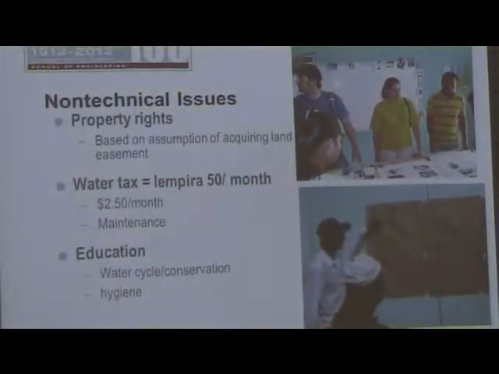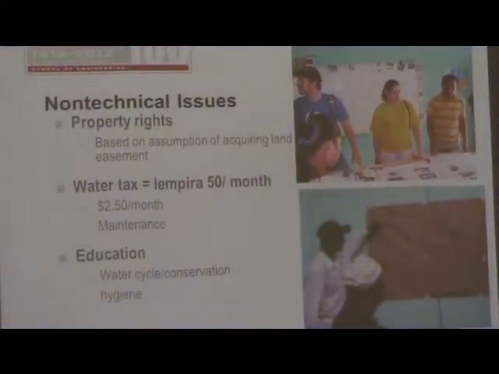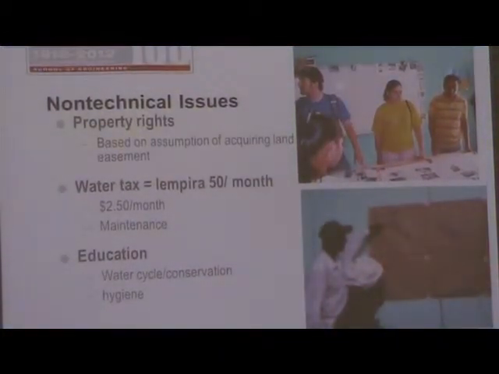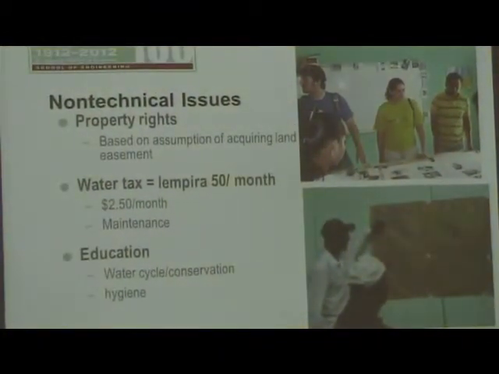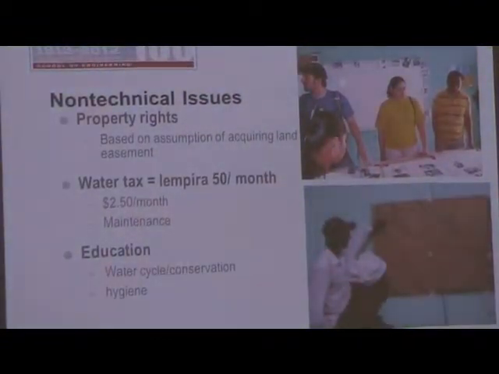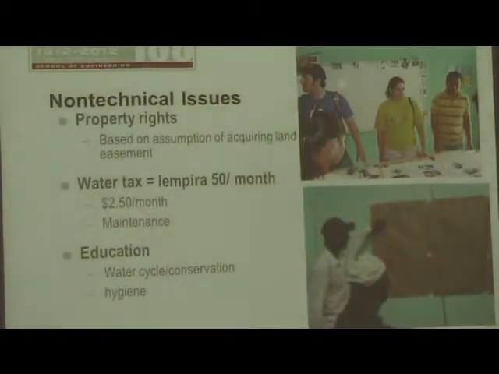someone constantly maintain it. And education is a crucial component to this project, since if people don't understand the water cycle, water conservation, and hygiene, and how sanitation is related to their drinking water, then the project becomes unsustainable because water's being wasted. People don't understand that mixing dirty water on a clean surface is bad, and things like that.